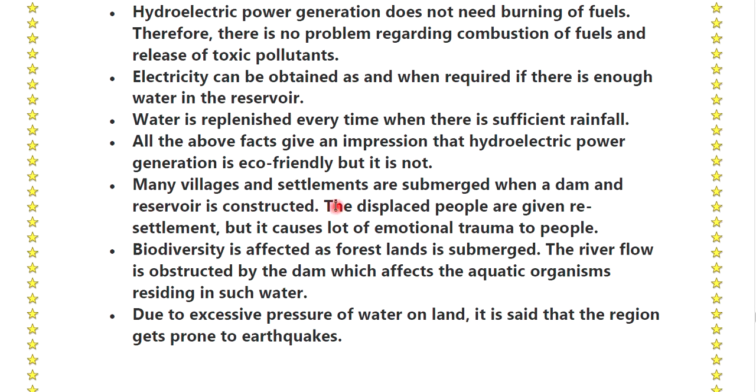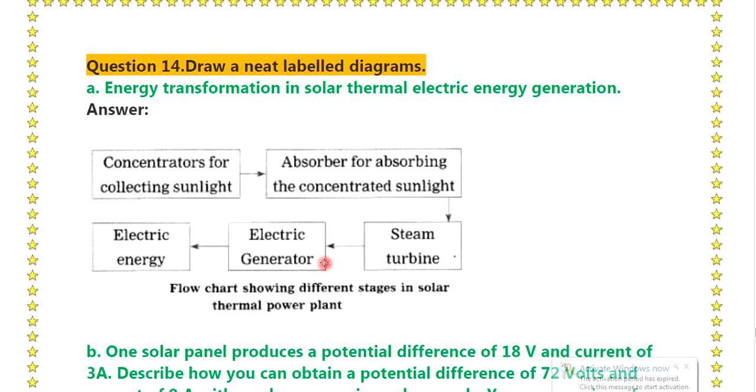Many villages and settlements are submerged when a dam and reservoir are constructed. The displaced people are given resettlement, but it causes a lot of emotional trauma to people. Biodiversity is affected as forest land is submerged. The river flow is obstructed by the dam, which affects the aquatic organisms residing in such water. Due to the excessive pressure of the water on land, it is said that the region becomes prone to earthquakes.